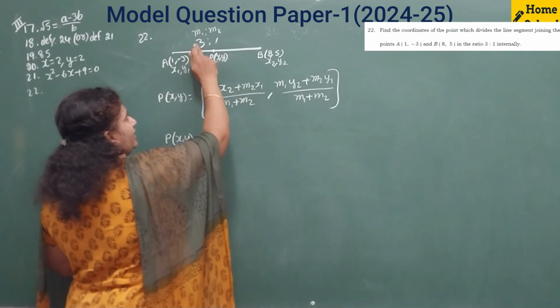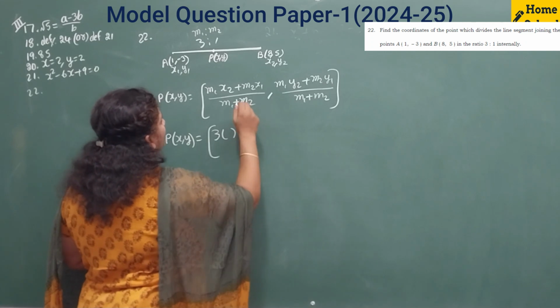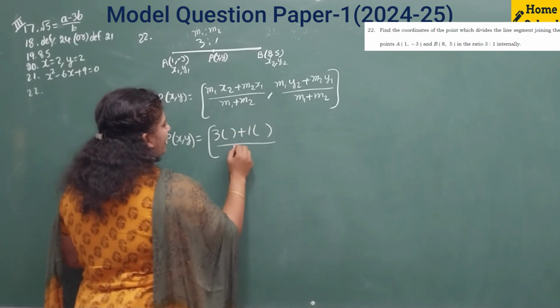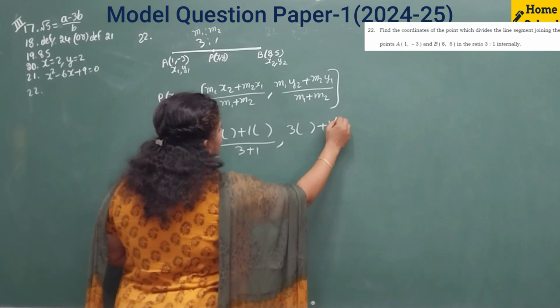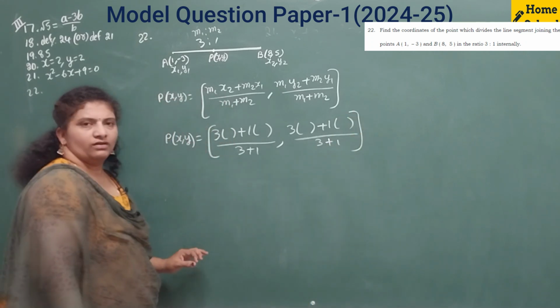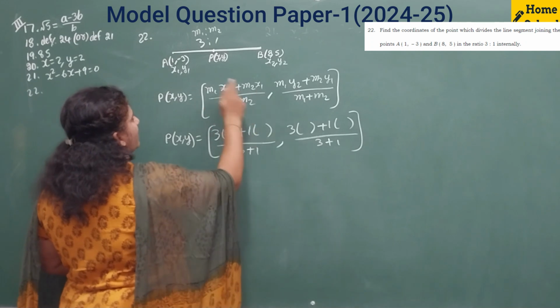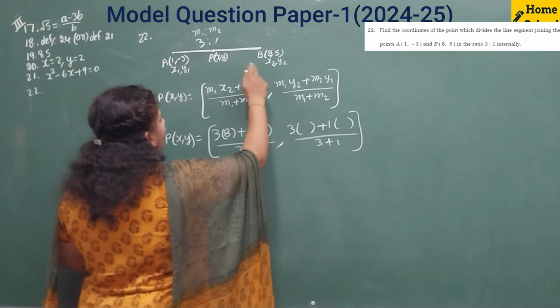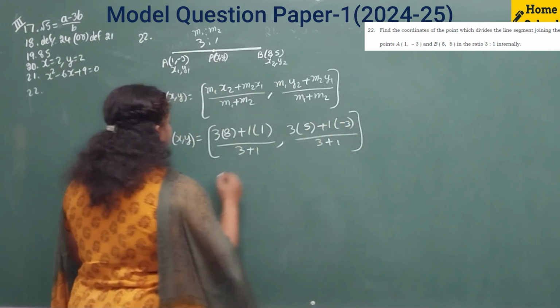m1, m2 you know, right? First you write off this one: 3 into brackets plus m2 value is 1. 1 into brackets by 3 plus 1, 3 into plus 1 into by 3 plus 1. x2 value is 8, x1 value is 1, y2 value is 5, y1 value is minus 3.